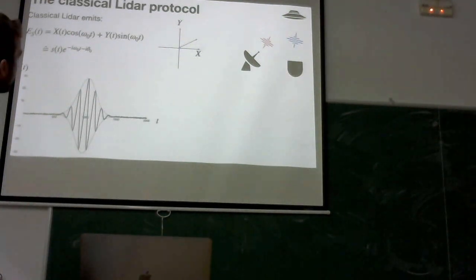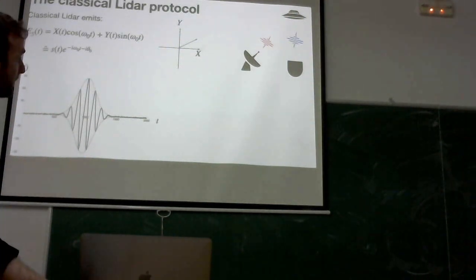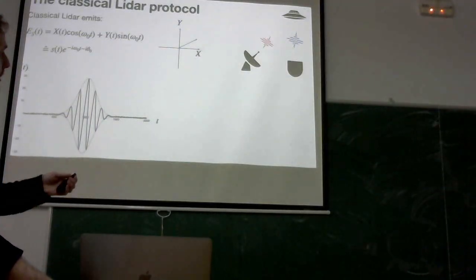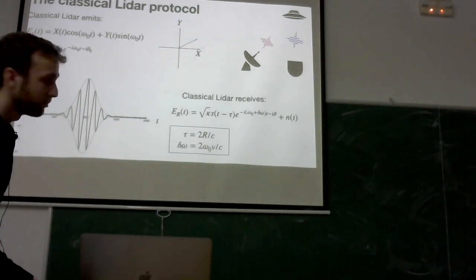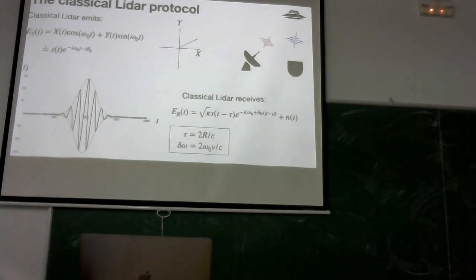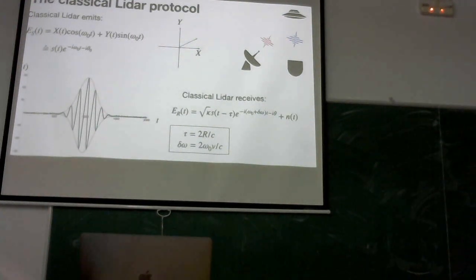So, okay, this is what we send to the target. And now the signal travels towards the target and comes back. And now we want to know how our signal will be transformed. So, okay. This is what would come back. So here we have a loss of energy. This square root kappa means that some of the photons get lost.